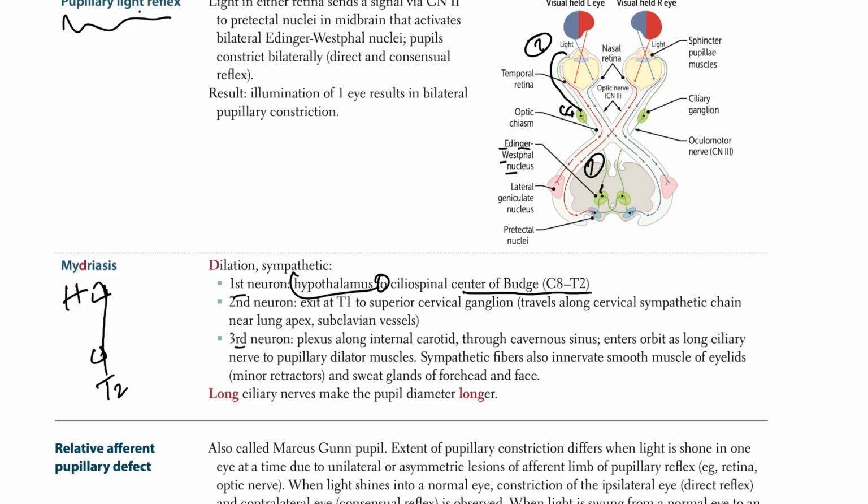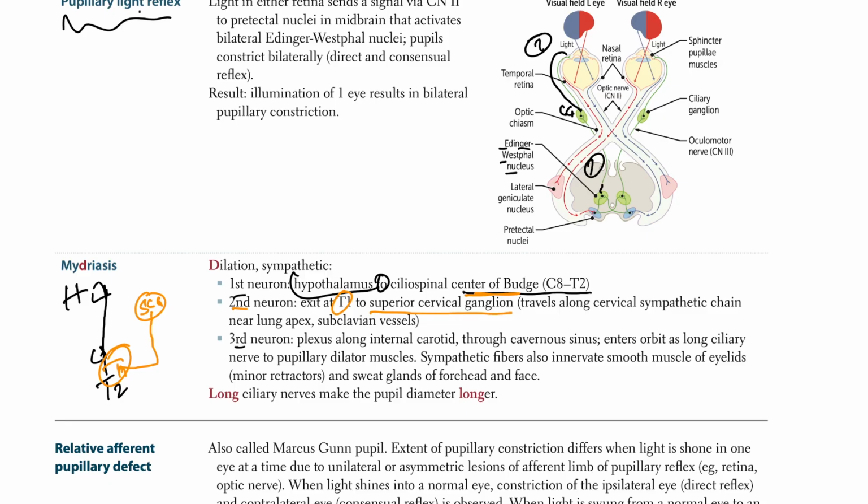And the second order neuron, let's change color. Why is this important? Because in Horner syndrome, at any point here you can destroy the nerve fibers and it will give you some damage. So the second order goes from T1, the main point, the center of Budge, from here all the way to the superior cervical ganglion. So from here it goes back up top, which is the superior cervical ganglion.